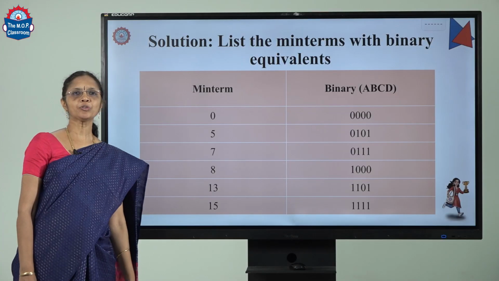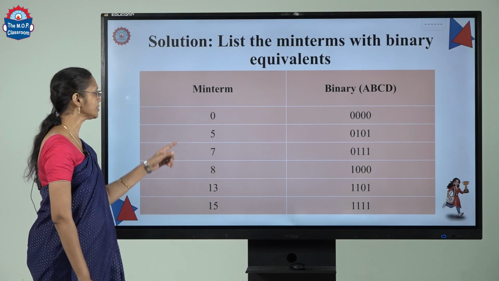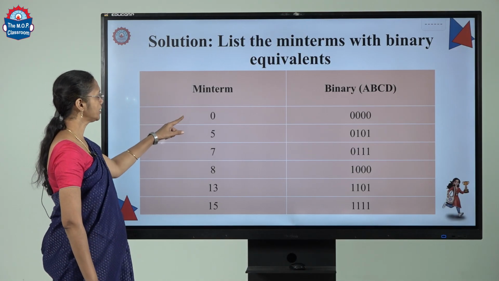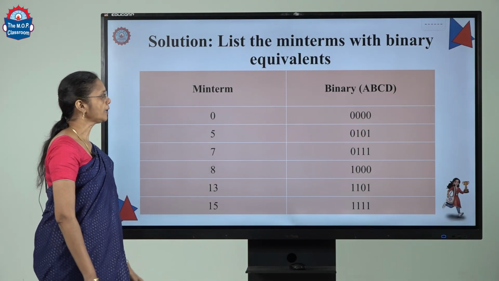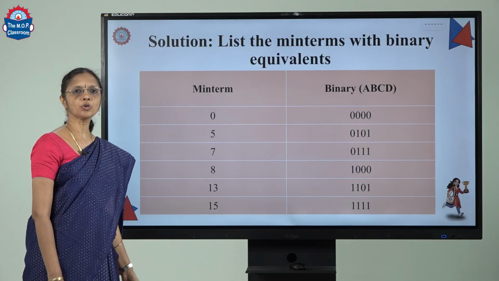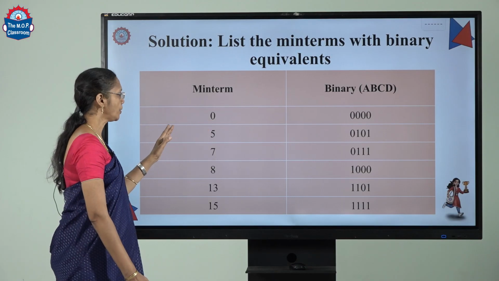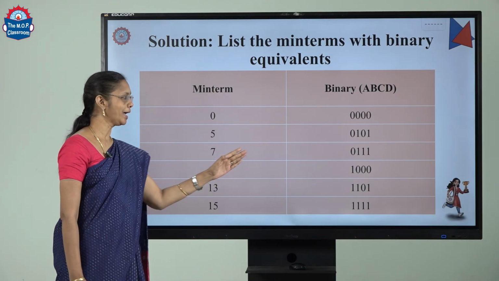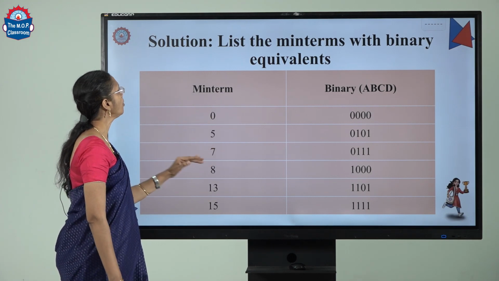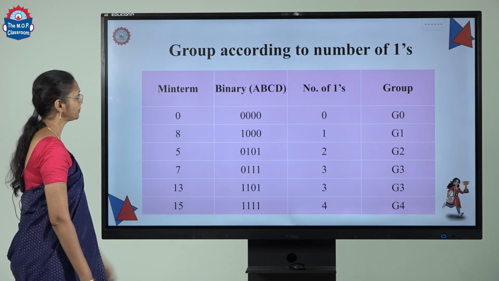Right. So, coming to the solution. First, we have to list out all the minterms and their equivalent binary. So, this is how it is listed with minterms 0, 5, 7, 8, 13, 15, and the corresponding binary numbers are placed there. For 0, we have the binary equivalent in 4 digits. Corresponding to 5, we have 0, 1, 0, 1, and for 7, it is 0, 1, 1, 1, and so on. So this is how you list out all the minterms with the binary equivalents.